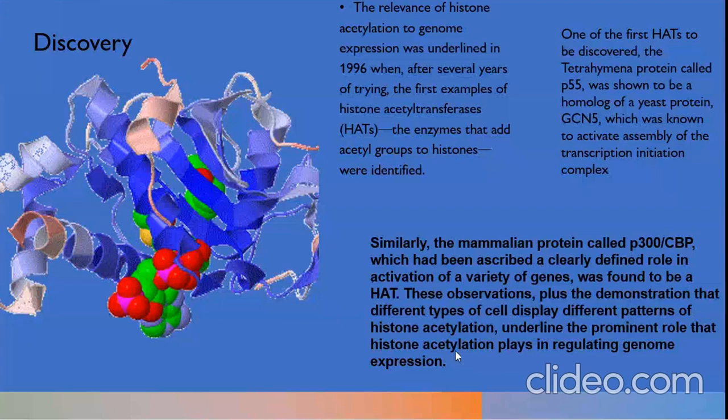Similarly, the mammalian protein p300 was also discovered, which had a similar function in the activation of a variety of genes, and this was also found to be a HAT. After several observations and experiments, the scientists were able to identify the prominent role of histone acetylation in the regulation of genomic expression. So histone acetyltransferases can be broadly classified into type A and type B according to their subcellular localization.